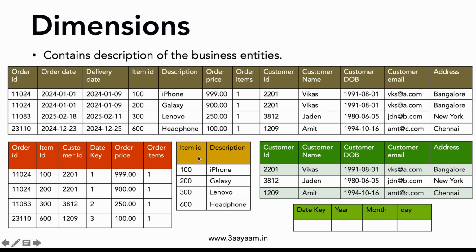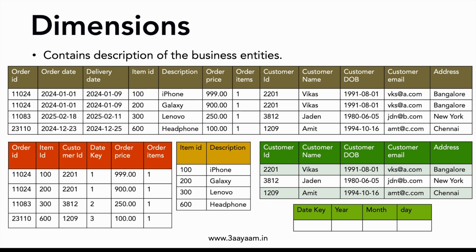And so these three, the item table, the customer table, and the date table, are called dimension tables because they contain the description of the business entities. And they do not contain any quantifiable numbers or quantifiable attributes. So even though you have item ID and description, we do not have the item price here, because we have put the item price, the quantifiable attribute, in the fact table. Now, this particular table has been broken down into one fact table and three dimension tables. And this is called dimensional modeling.